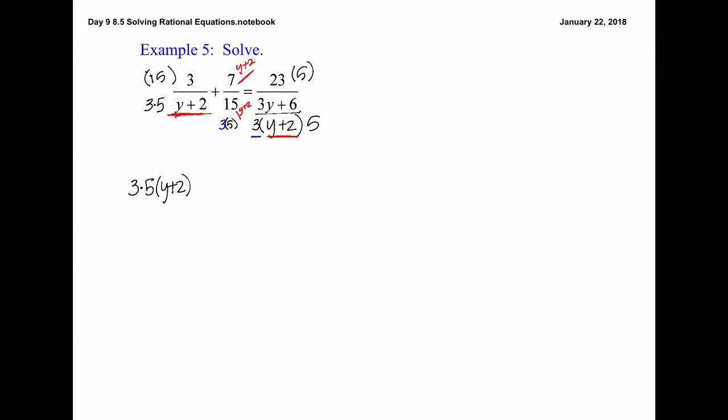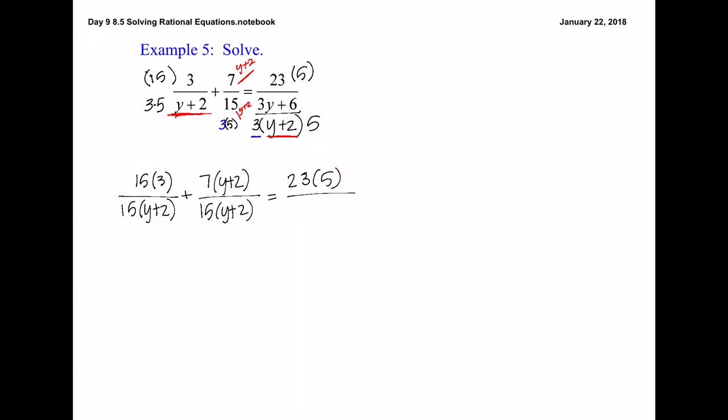If you need to rewrite this one so that you can see it, it may be helpful. 15 times 3 all over 15 times y plus 2. 7 times y plus 2. 15 times y plus 2 equals 23 times 5 all over 15 times y plus 2.